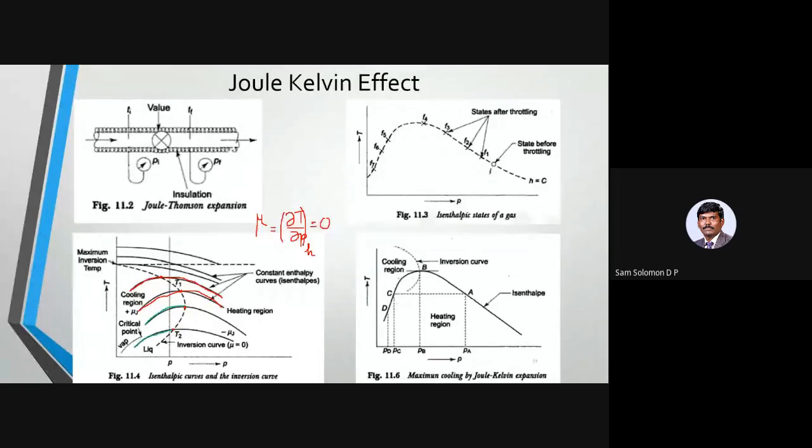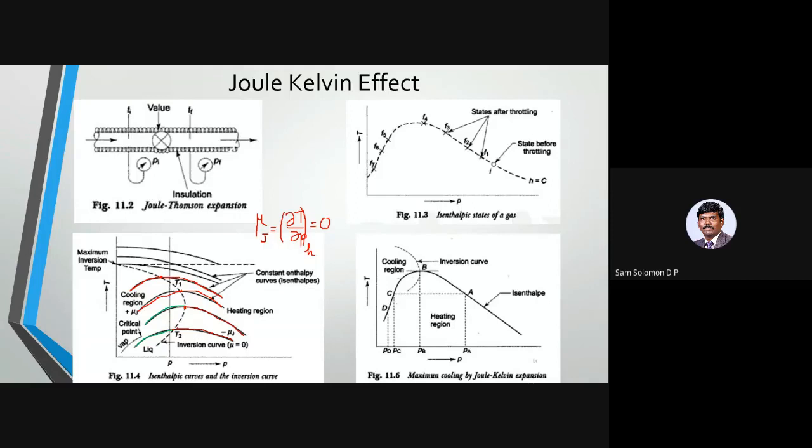If you look at the right hand side of the inversion curve, which I am marking with brown, here the curve is actually coming down. It is sloping in the downward direction. So the slope is negative. Slope is nothing but partial T divided by partial P, dT by dP. So slope is negative. So you get minus mu j. Okay. J for Joule. So mu j is Joule Kelvin coefficient, or sometimes they call it as Joule Thomson coefficient also.